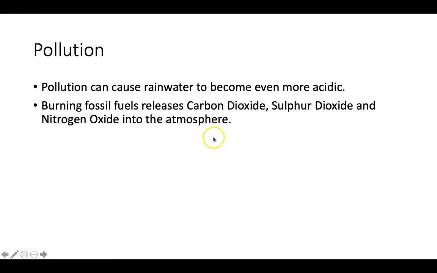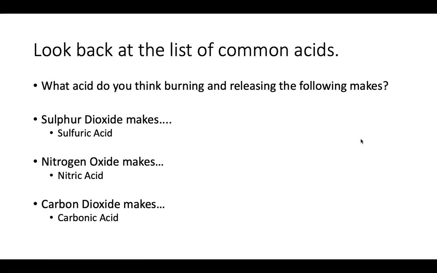Now, if you look at those words, carbon, sulfur and nitrogen, that might clue you into what sort of acids are going to be formed when water reacts with those particular oxides. Again, remembering our list of common acids, what do you think carbon dioxide, sulfur dioxide and nitrogen oxide will turn into in terms of acids when they mix with water? Well, again, go back to that list of common acids that we need to know. So sulfur dioxide makes sulfuric acid, nitrogen oxide makes nitric acid, and carbon dioxide, which we spoke about before, makes carbonic acid.